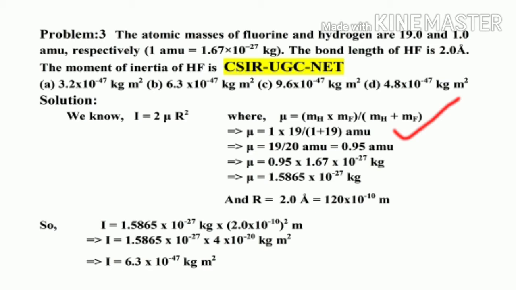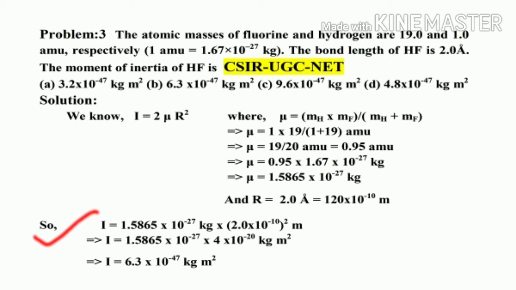So substituting the values of m_H and m_F, and on simplification we get mu is equal to 0.95 AMU, which is equal to 0.95 into 1.67 into 10 to the power minus 27 kilogram, which gives us mu equal to 1.5865 into 10 to the power minus 27 kilogram. The value of R is equal to 2.0 Angstrom, which is equal to 2 into 10 to the power minus 10 meter.